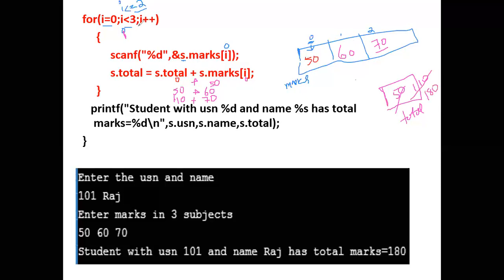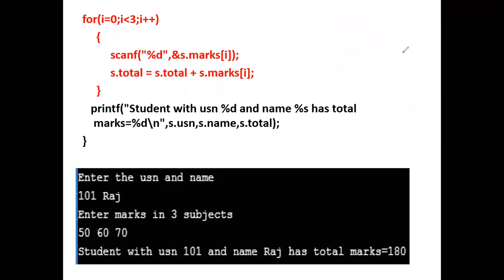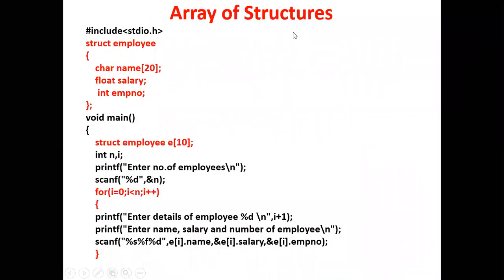Increment the value of i, it will become 3. 3 is less than 3, condition fails, so we'll come out of the for loop and go to the printf statement and print the details. So student with the USN 101 with the name Raj will be having the marks, s.total is having 180. So this is how we are using arrays inside a structure. Okay, a simple example showing how you can use an array in a structure. Next is array of structures.